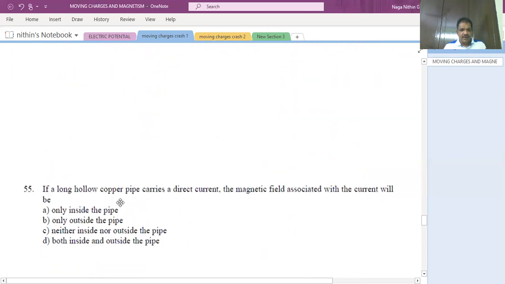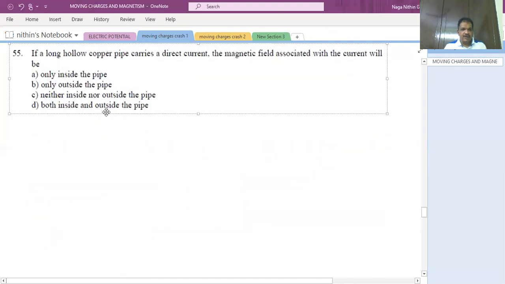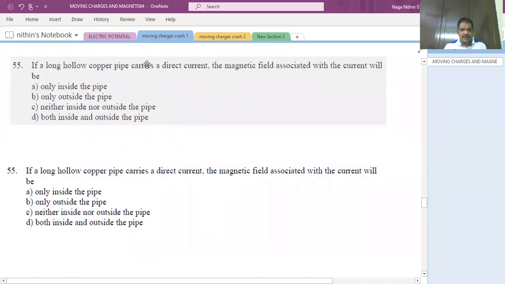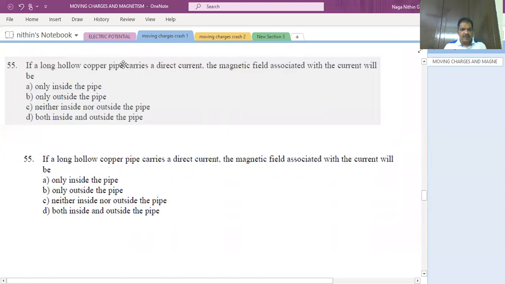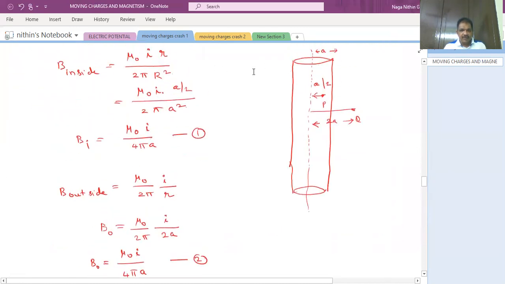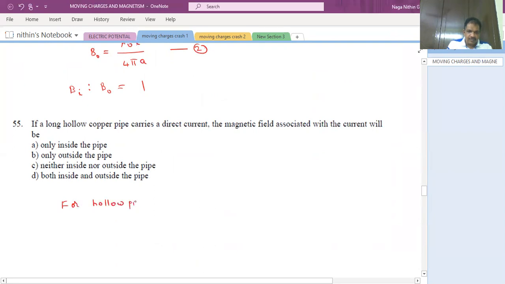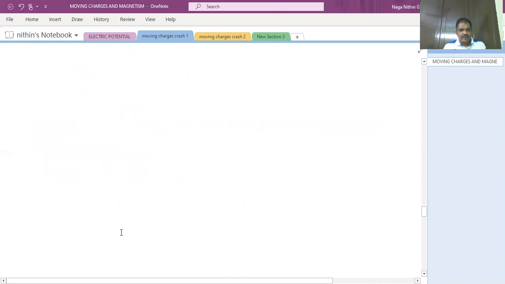Next question. A long hollow copper pipe carries a direct current. The magnetic field associated with the current will be. Okay, so hollow pipe. This is a solid pipe. Remember, this is completely solid. Here it is a hollow pipe. Inside a hollow pipe there will be no field. So for a hollow pipe, inside B is equal to 0. It will be only outside. Inside, the field will be 0. Okay, that is 55. Next question.